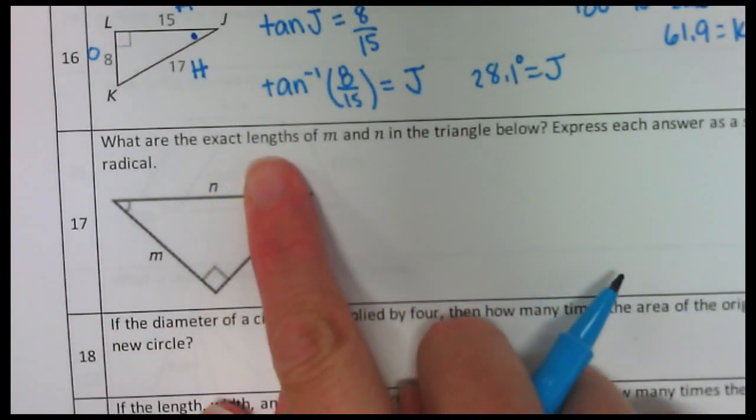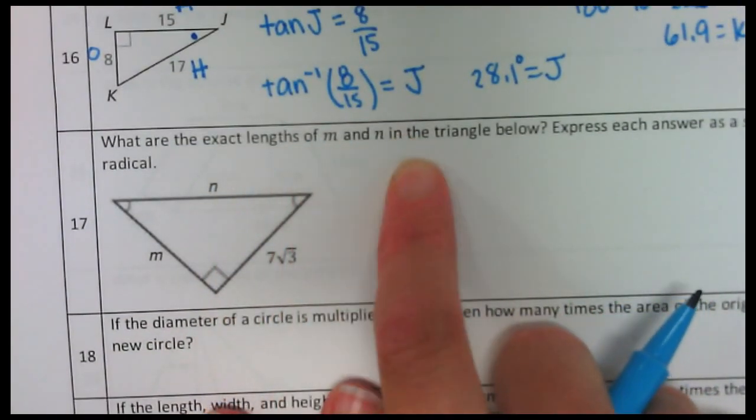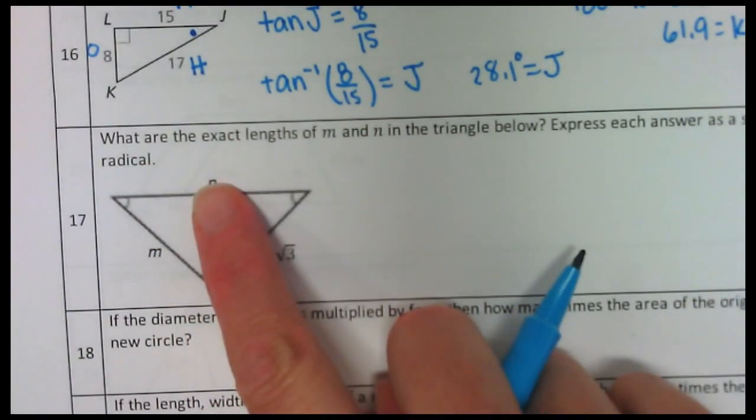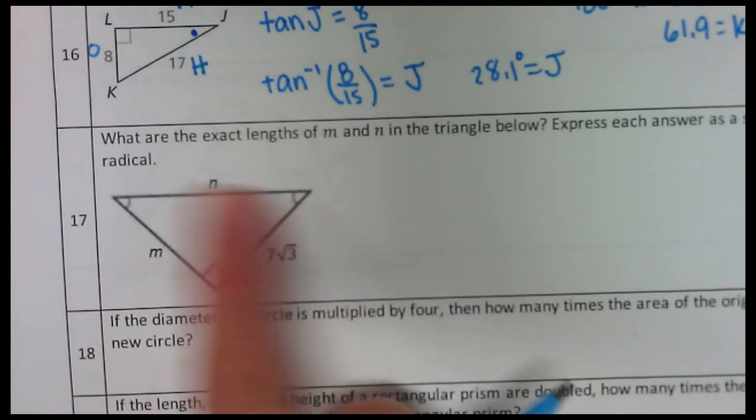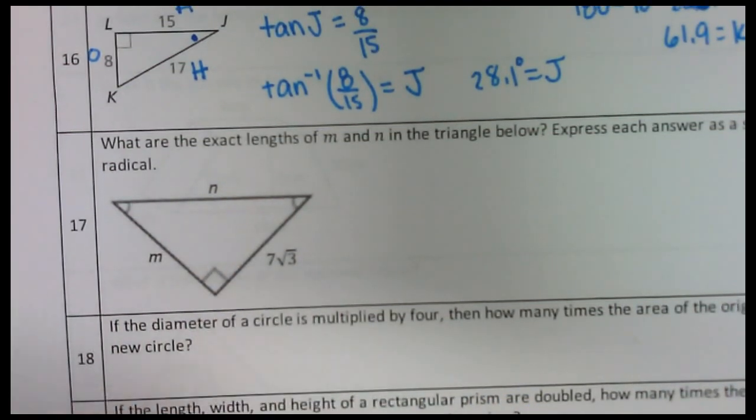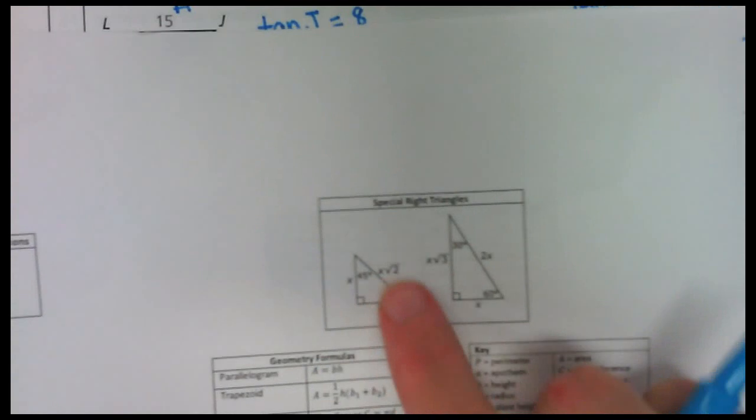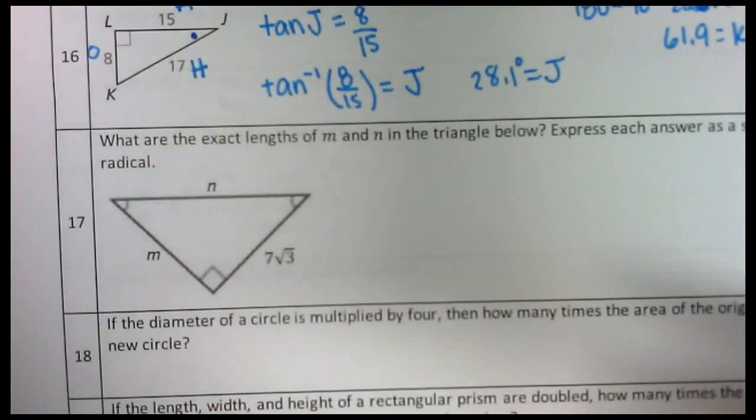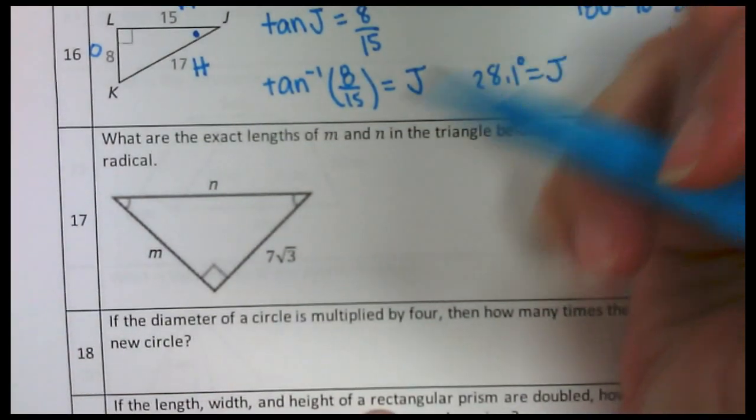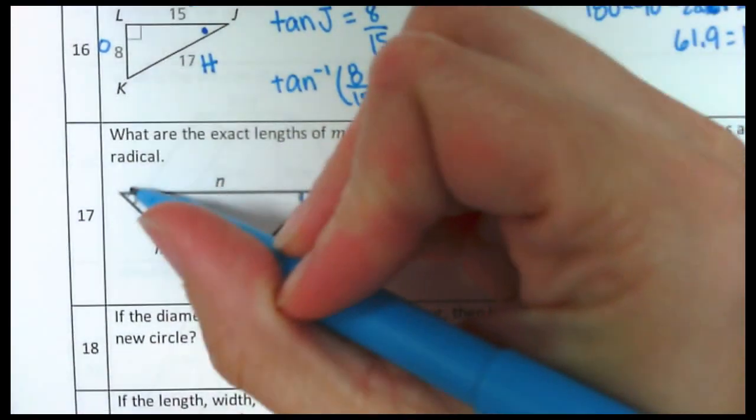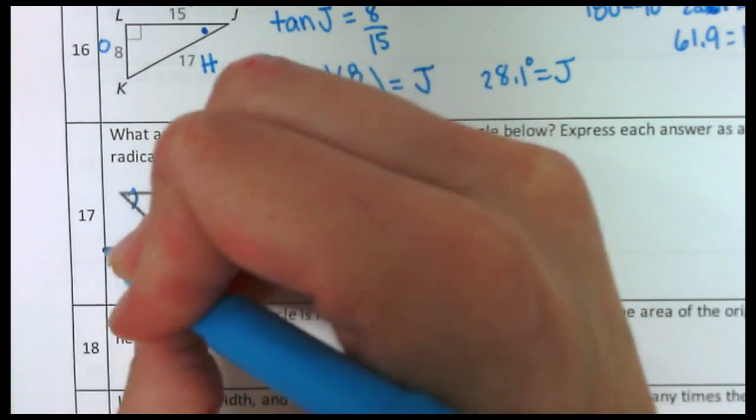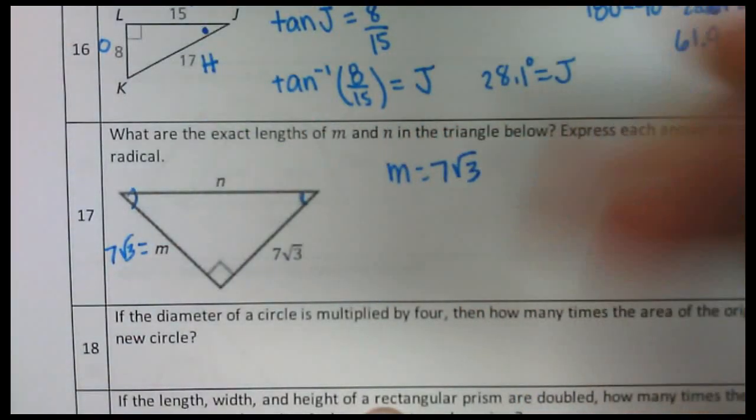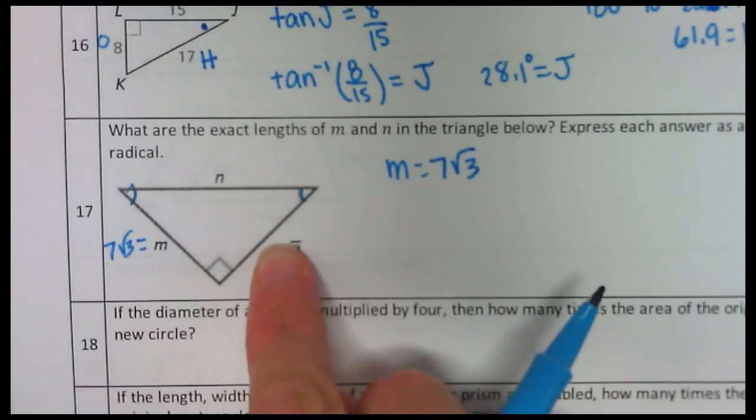Number 17 says, what are the exact lengths of M and N in the triangle below? Express each answer as a simplified radical. So we notice these angles are the same. That means we can follow our isosceles triangles rule here, or you can do Pythagorean theorem. Since these angles are the same, we would know that these sides are the same. So M is just 7 radical 3 because it's got to be the same as that one.